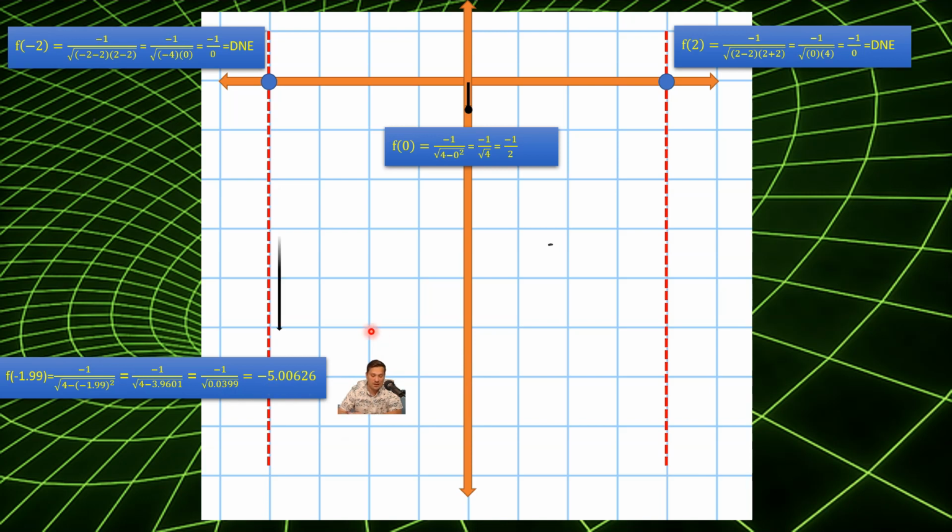So we can indicate that by putting, for example, an arrow. The top of this arrow right here, where I am, pretty much indicates your input. So that's roughly at x equals -1.99.